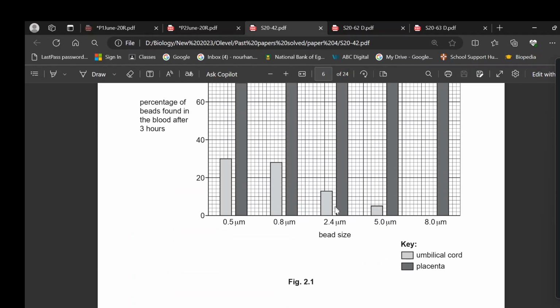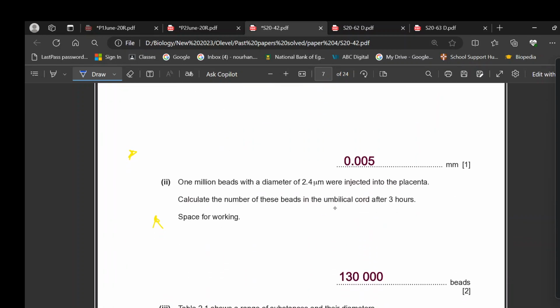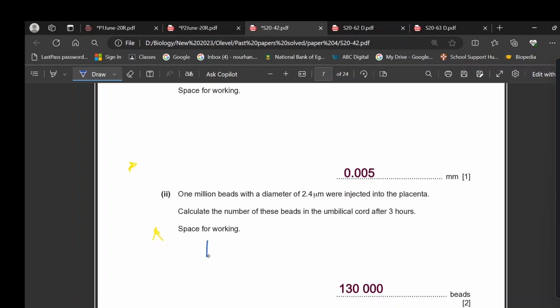For the size 2.4, what is the percentage available in the umbilical cord? You will read the percentage from here. The value of each box is 2, so it's 2, 4, 6, 8, 10, 12, 14. It is in the middle, so this is 13%. 13% was found in the umbilical cord. So if I injected 1 million beads, I will multiply 1 million times 13% on the calculator, and it will give me this number.